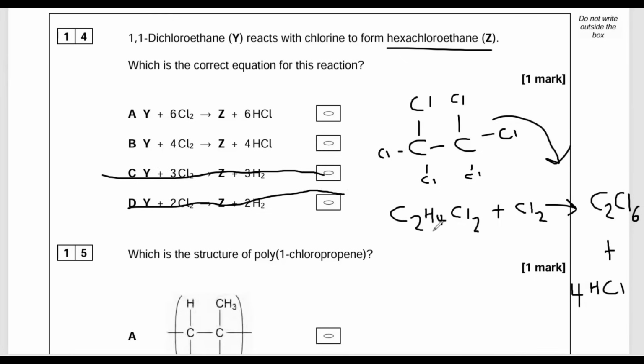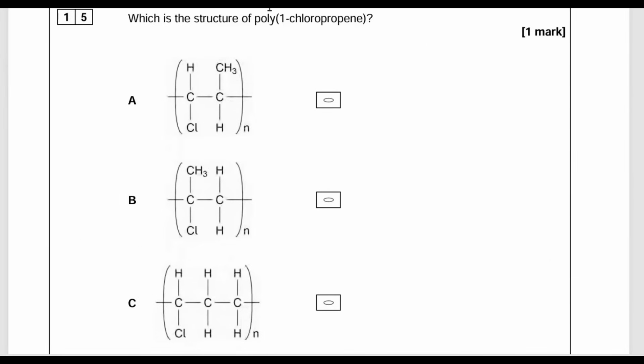So I'm going to put 4 in front of HCl here, and then we need to add up the total amount of chlorines on the right. We can add up the total amount of chlorines on the right hand side, and we find we've got 10, we've got 6 in the new product, and we've got 4 with the HCl, which means I need 10 on the left hand side, so I need a 4 in front of Cl2. The answer is B. Right. Let's go. 15.